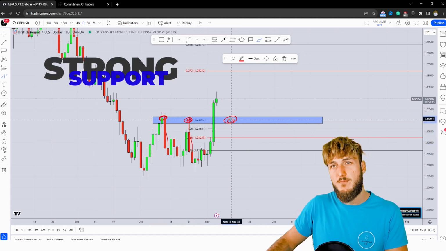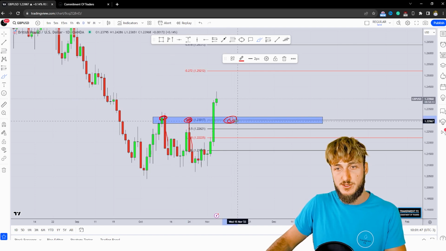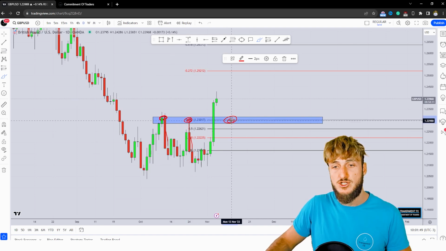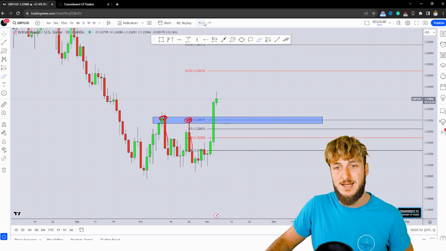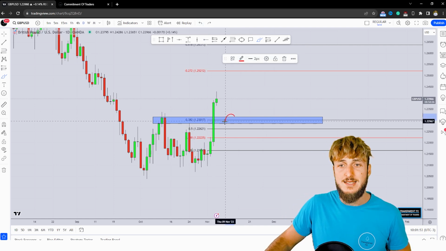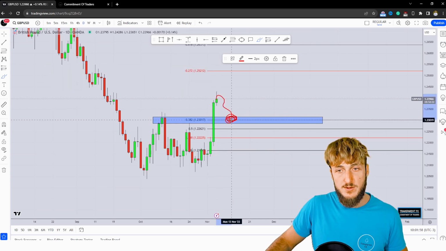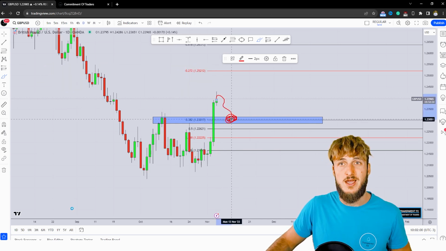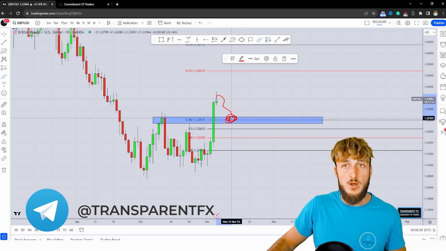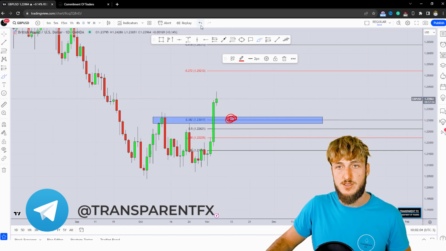So since we have both this previous structure resistance turned support and the Fibonacci levels both lining up exactly in this area of price, this is actually confluence of support. So there is definitely the possibility for the market to be attracted to this area to test what kind of liquidity we have inside of this zone.